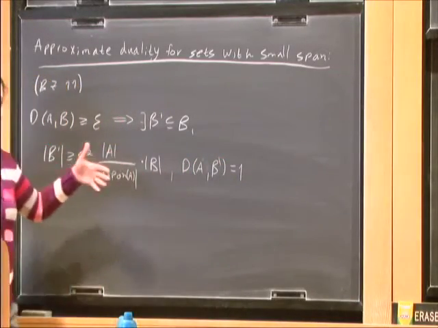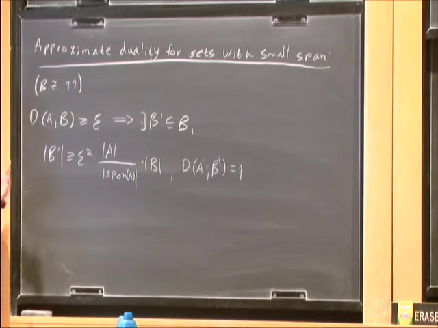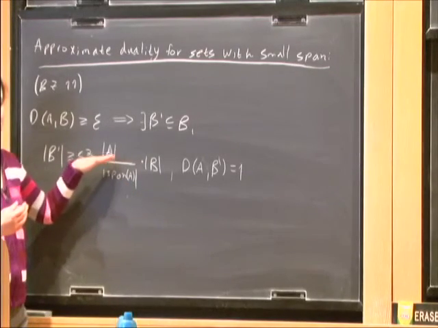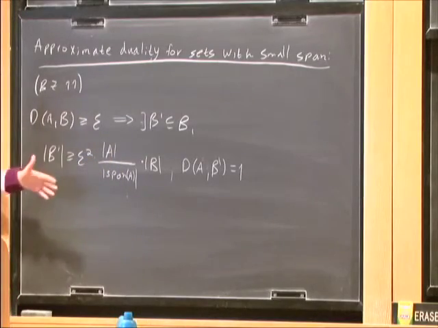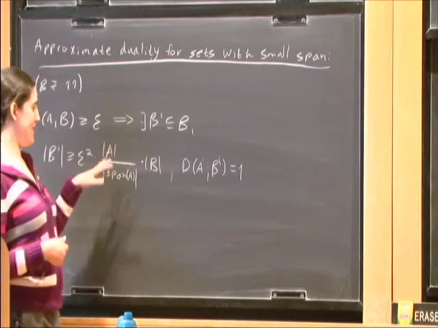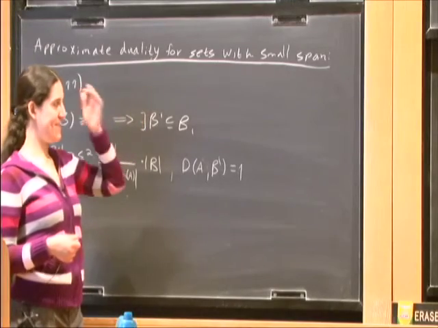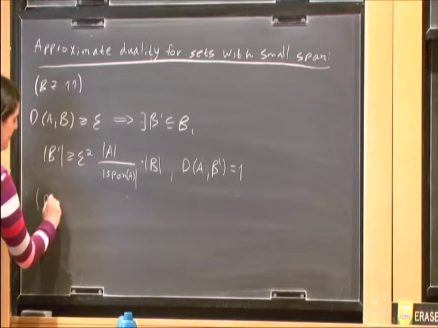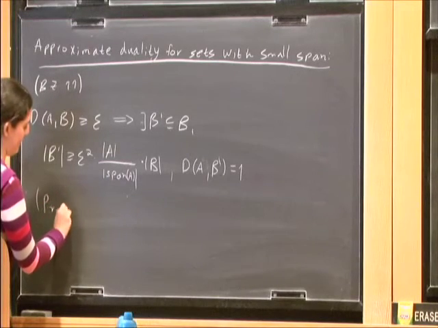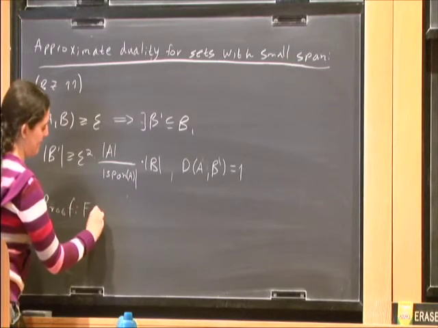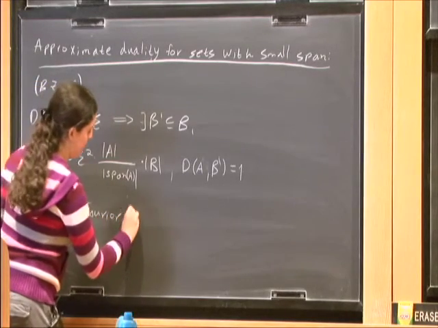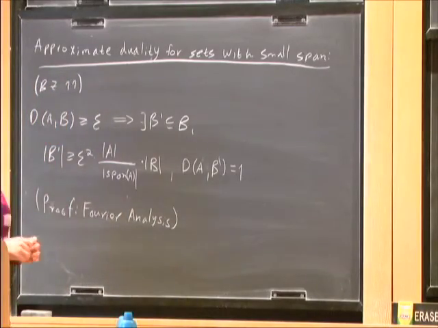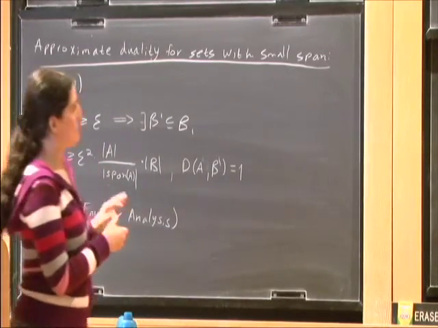So this is some version of approximate duality, but it gives a good bound only if the size of span A is not much larger than the size of A. So this is a version of approximate duality that applies only when one of the sets is close to being a subspace. I won't go into the proof, but it uses Fourier analysis. Okay, so we will use all these things.